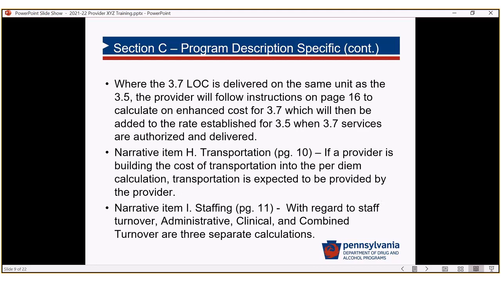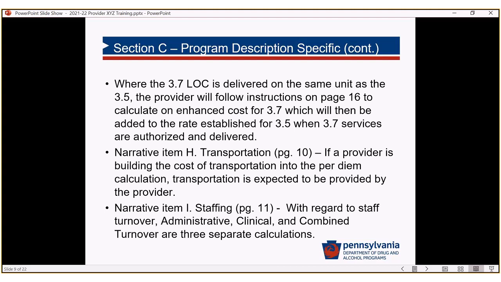You would first fill out an XYZ package for your 3.5. Once you've done that, the instructions on page 16 of the XYZ package will tell you how to complete the rest of the package for the 3.7. After you complete the 3.5 package, for the 3.7 you would complete a section B, program description specific information for that 3.7 level of care, and you would complete a personnel roster and your HDA 311 forms, revenues and budgets, to capture the revenues and expenditures for the 3.7 above and beyond what's already included on the 3.5 XYZ package.